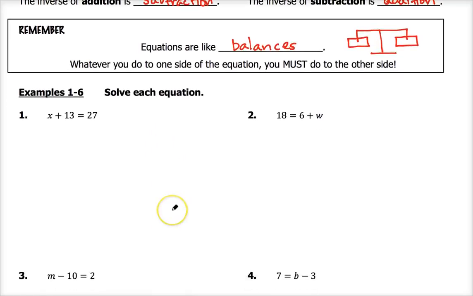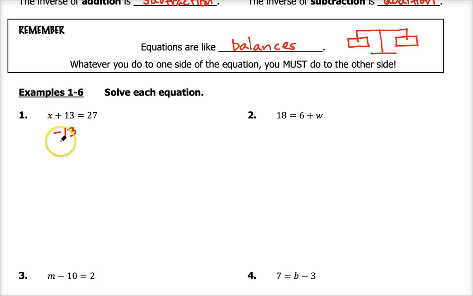So example 1, we have the equation x plus 13 equals 27. The goal is to isolate x, get it by itself, and that means that because the left side of the equation has an x plus 13, we need to do the inverse of this addition. What will undo this adding 13? Well, subtracting 13 will undo the adding 13. So we write a minus 13, and notice how I'm writing that directly below the plus 13. Make sure you're doing that as well.